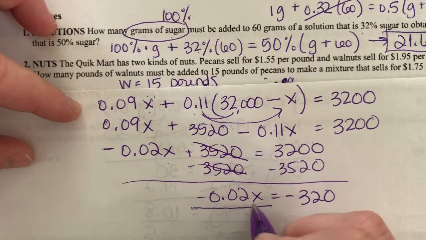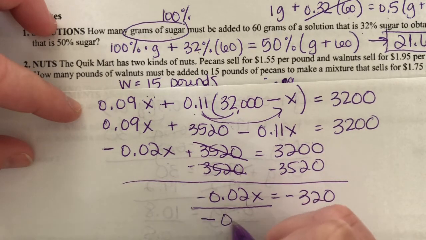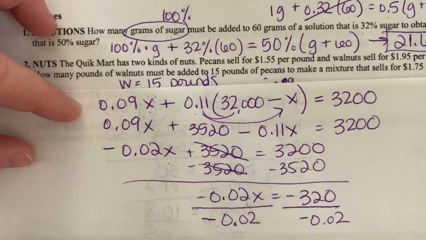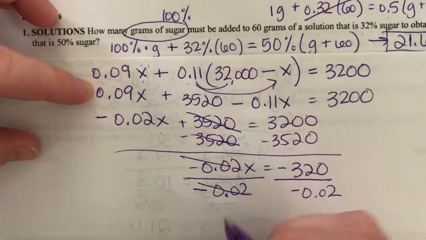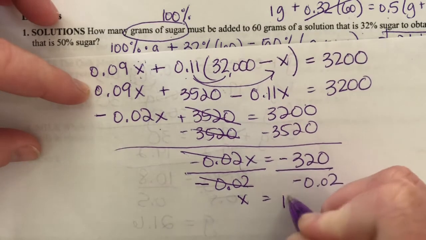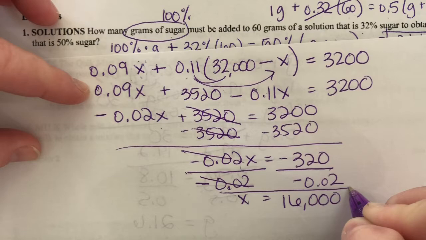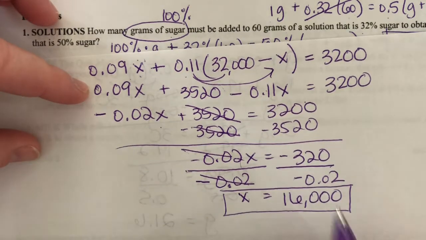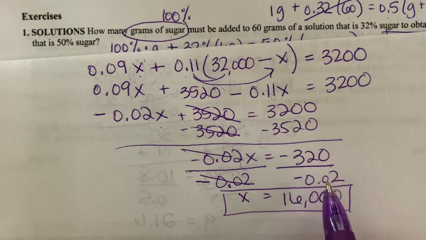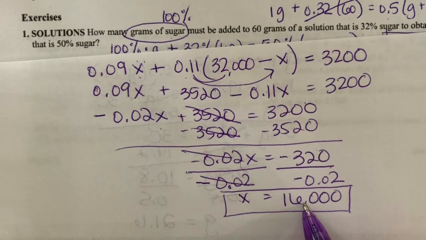And then I want to solve for x, so I got to get rid of negative 0.02. Right, so over here, the negative 0.02's cancel, and I'm left with x equals negative 320 divided by negative 0.02 equals 16,000. When you divide by less than 1, you're actually kind of multiplying. I know that sounds funny, but anytime you divide by a fraction or divide by a decimal, your number's going to go up. So here, x is 16,000.